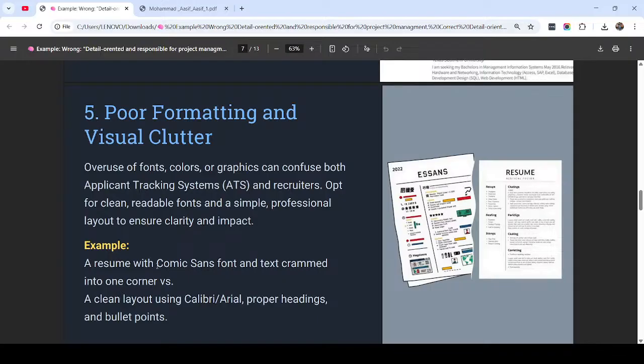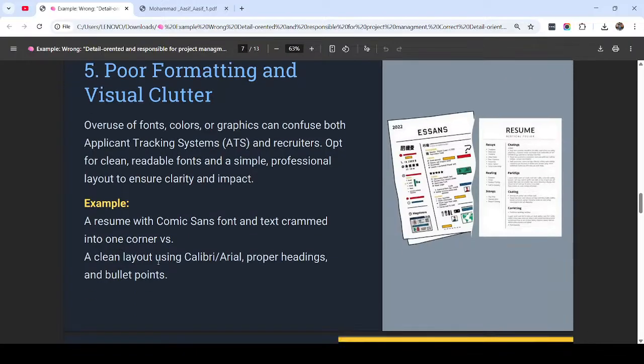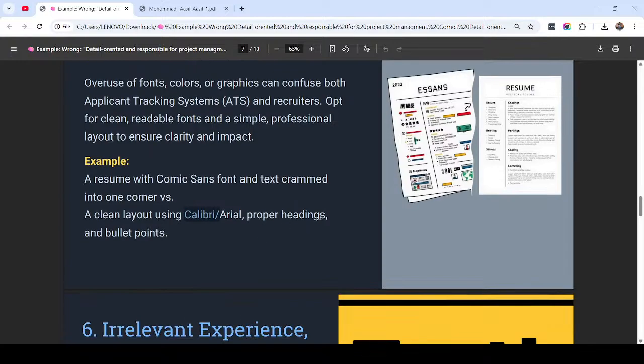Also make sure you don't use very cursive fonts or any other fonts which are not readable or do not look professional. Use a proper professional font. Generally anyone uses Arial, and Calibri is also a good one, so you can use both of them. Also give a proper heading for everything, and making things in bullet points is quite good.